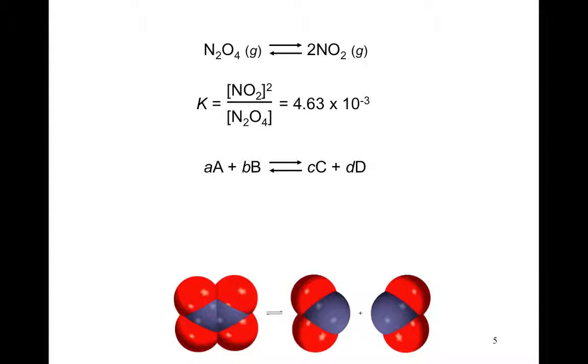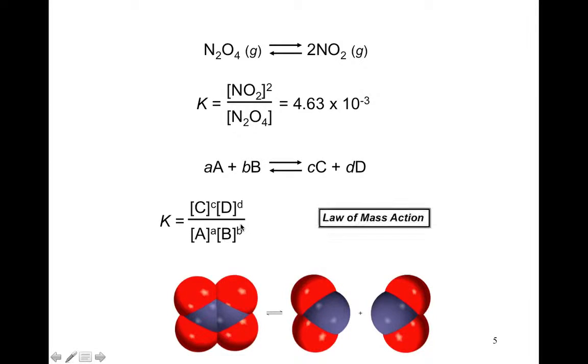And so here's the generic equation. Coefficient a A plus coefficient b B is in equilibrium with coefficient c C plus coefficient d D. So when you write that, it would be the concentration of C times the concentration of D, and both of those are raised to the power of their coefficient. It's important to note that it's products divided by reactants. You do the same thing with your reactants. It's very easy to write these. We'll get plenty of practice with them.